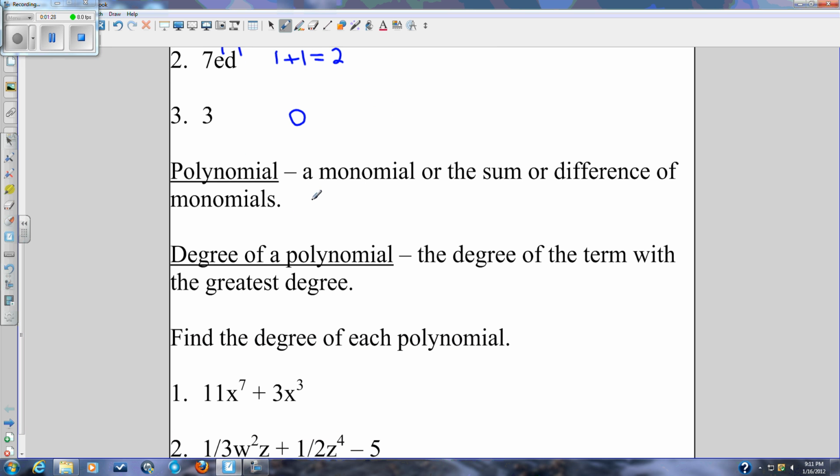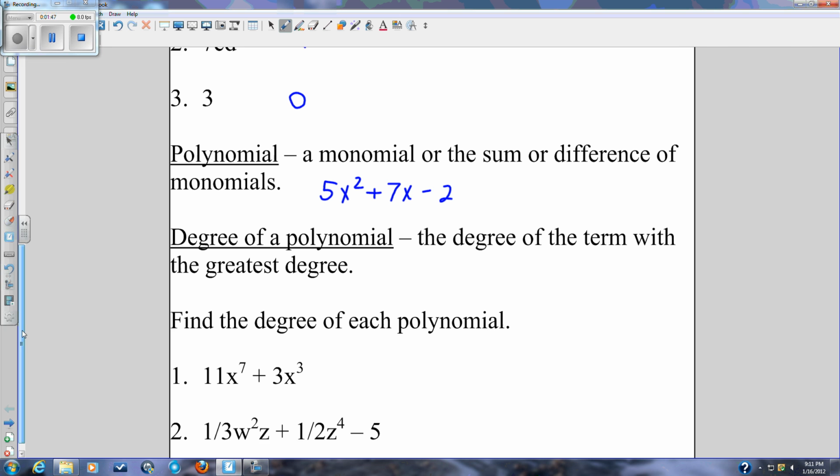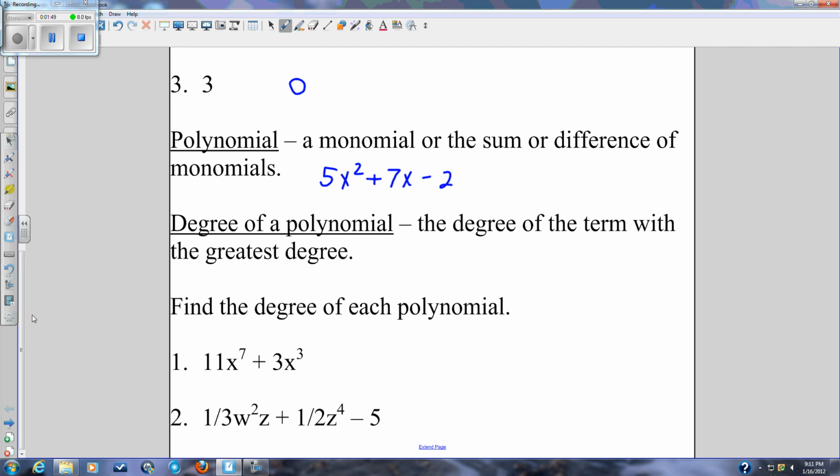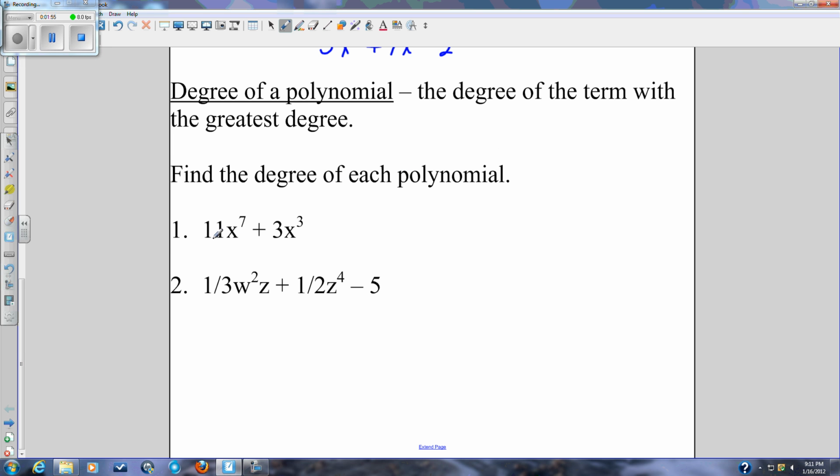A polynomial. It's a monomial or the sum or difference of monomials. So we're talking about something that might look like 5x squared plus 7x minus 2. So these are monomials that are added or subtracted. The degree of a polynomial is the degree of the term with the greatest degree. So let's take a look at what we mean by that. We're going to look at the degree of each term here.